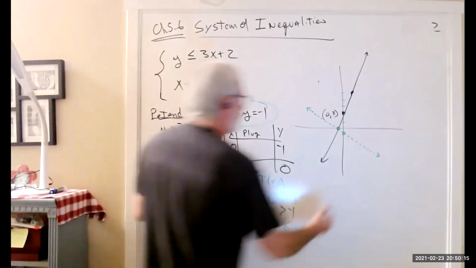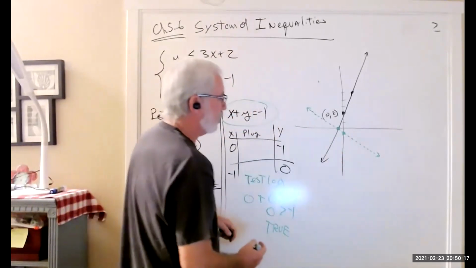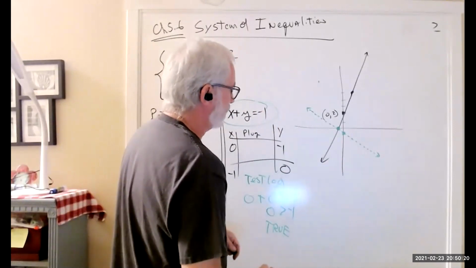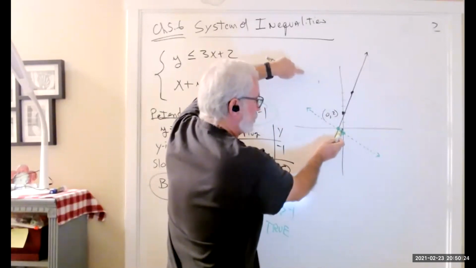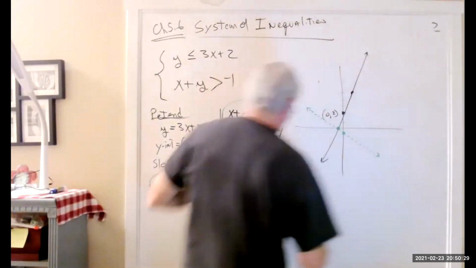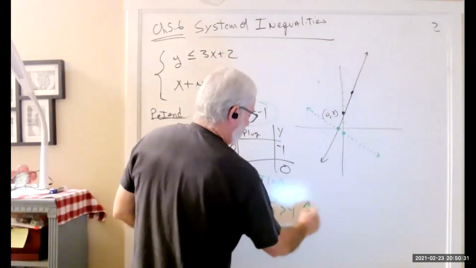Okay, now wait, where was the test point? Where was 0, 0 relative to the green line? It was above. Can you guys see that? 0, 0 is right there. It was true, so everything up here is true. So I'm going to shade above.